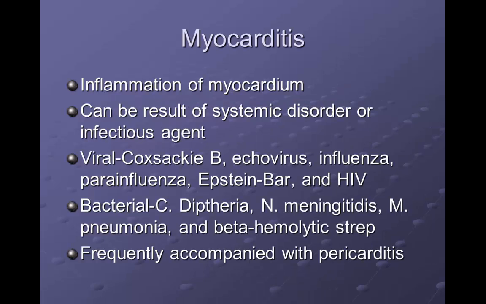What is myocarditis? It's basically an inflammatory disease of the myocardium with a wide range of clinical presentations from very mild to devastating. It can be a result of systemic disorders as well as viral infections. The viral infections most commonly present are echovirus, influenza, parainfluenza, Epstein-Barr, and HIV.